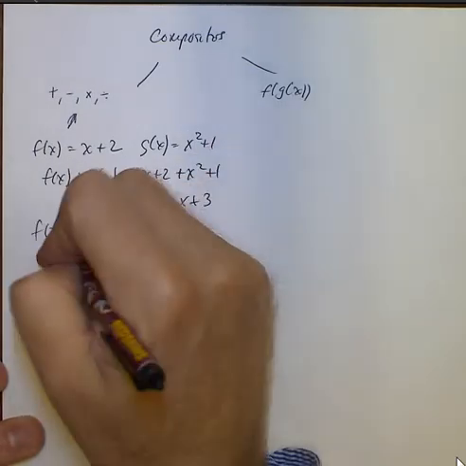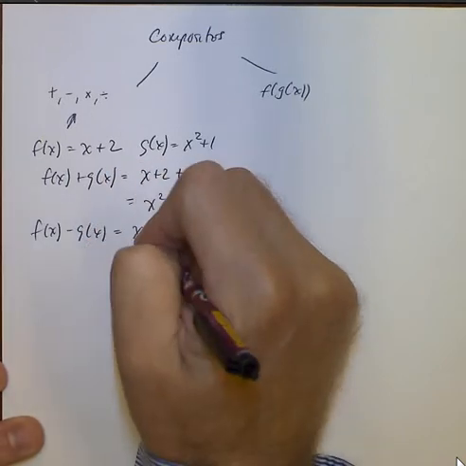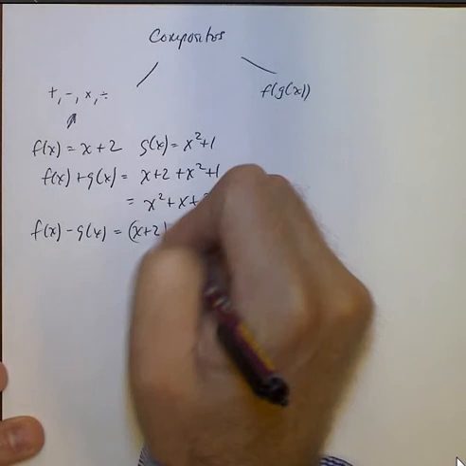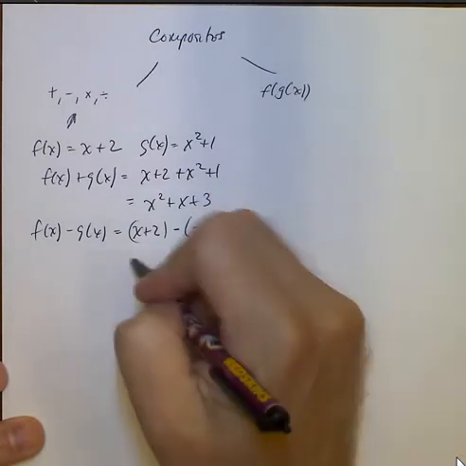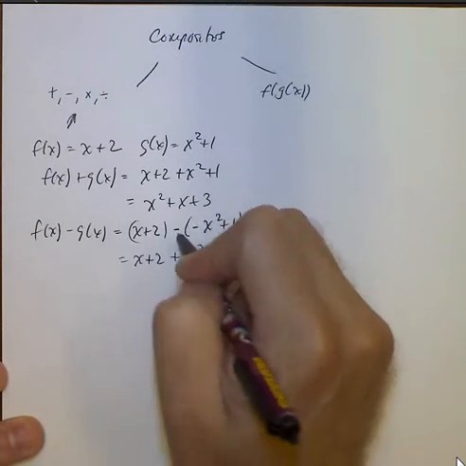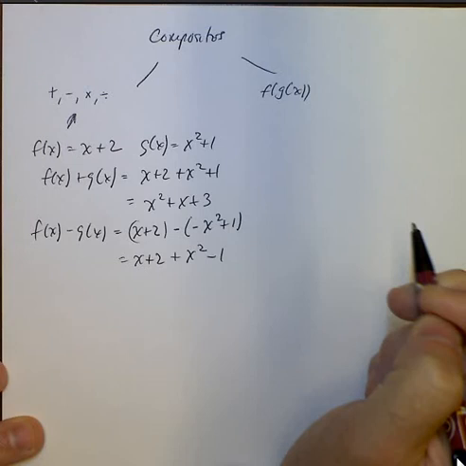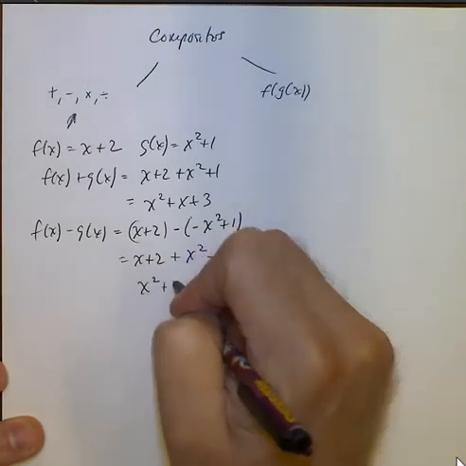F of x minus g of x means we're going to take f of x, which is x plus 2. We're going to subtract g of x. Now you got to be careful to make sure you distribute the negative. So we get x plus 2 minus minus, so it's plus x squared, minus plus, which is minus 1. And then we can go ahead and combine like terms. We get x squared plus x plus 1.